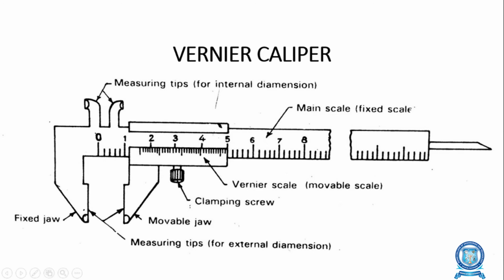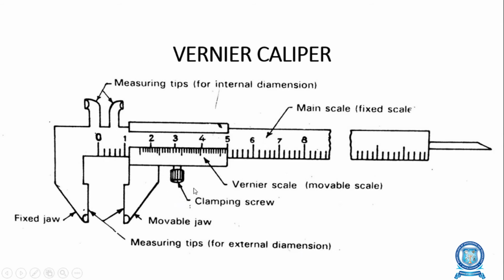Okay, this is the vernier caliper. There are different parts of the vernier caliper. One is the fixed jaw and the movable jaw. The measuring tips over the vernier scale are for the measurement of internal dimensions. These measuring tips are used to measure internal dimensions, and the fixed jaw and movable jaw have the measuring tips to measure the external dimensions.